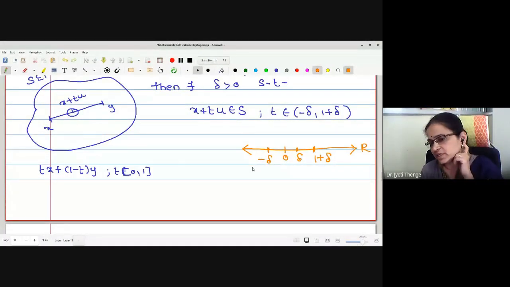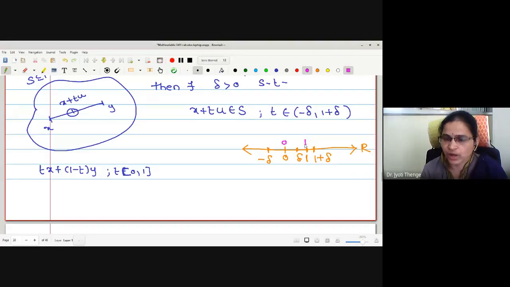Somewhere here. Is it okay? And where is 1? Suppose somewhere here it is 1. Okay, are you getting me? These are the two locations 0 and 1. Now we are selecting the range for t to belong to (minus delta, 1 plus delta). This range is selected because if I select this range, no doubt it is going to include both the values 0 and 1.